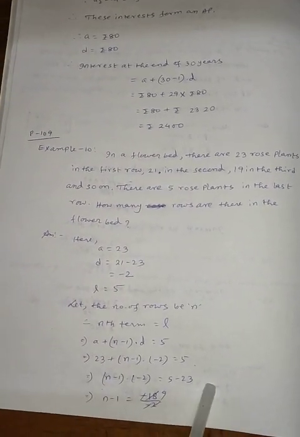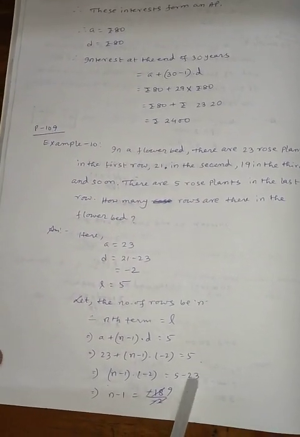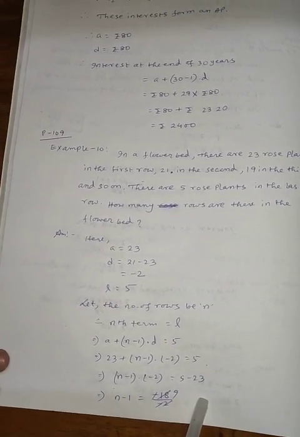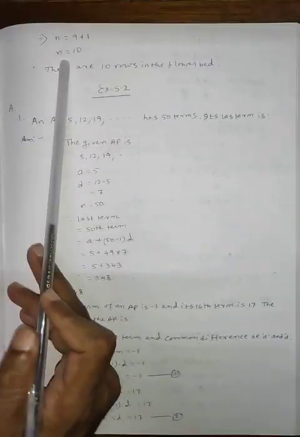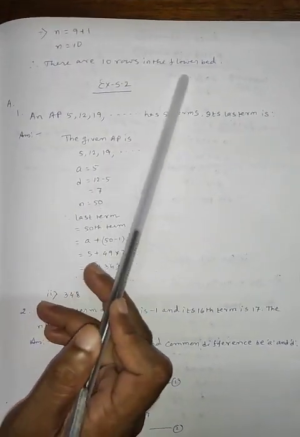23 you can send that side. Then subtract it. It will be minus 18. Now minus 2 will go down. It will be coming 9. Next step, minus 1 you can send that side. It will be 9 plus 1 which is 10. So there are 10 rows in the flower bed.